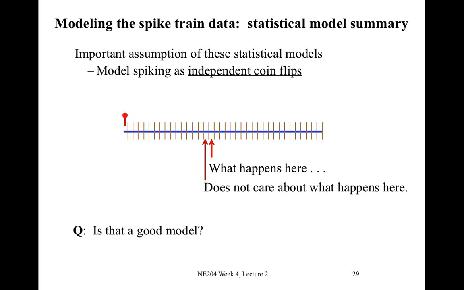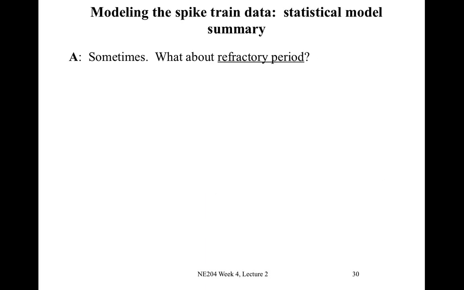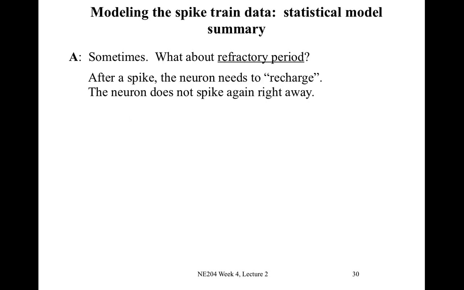And a question we can ask is whether or not this is a good model. So is this a good model of spiking? And the answer is sometimes. So sometimes it is a good model of spiking. And as we go along in this course, we'll think more about this notion of a refractory period, which means that after a neuron spikes, it needs to recharge for a certain amount of time before it can spike again. And it can't spike right away. And an illustrative example of this, which is also a rather crude example, is flushing a toilet. So you flush a toilet, and it takes some time for it to recharge before you can flush the toilet again.